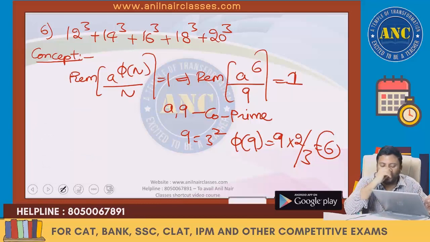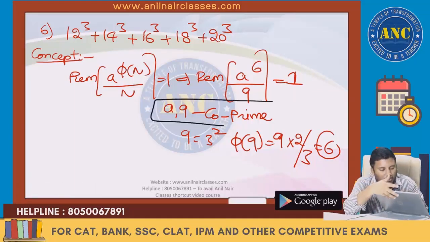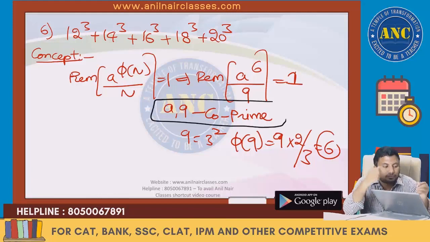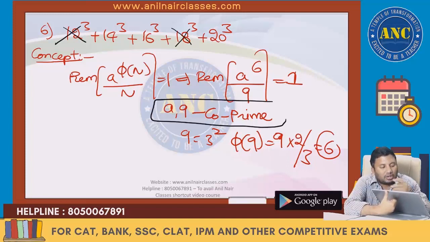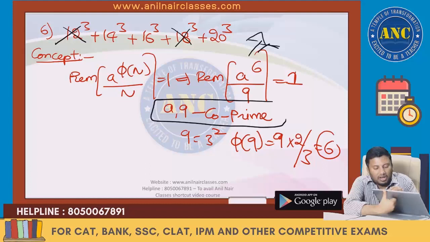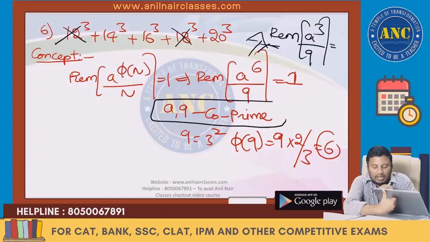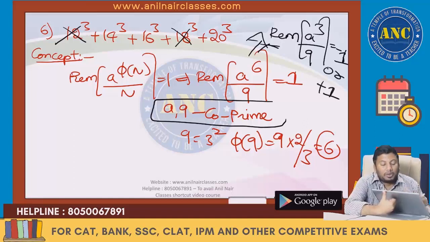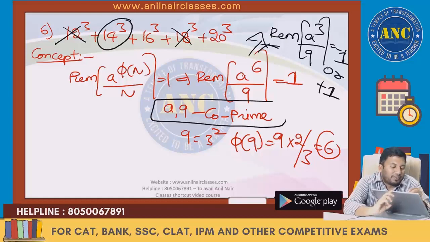A and n are co-prime. A and 9 are co-prime. By using this concept, 12 is not co-prime to 9, out. 18 is not co-prime to 9. 14 cube, already we discussed. Everything we discussed in the class, sir. A cube divided by 9, the remainder will be minus 1 in this case. Please check it out. Remainder plus 1 depending upon the numerical value. This also we did. 14 cube: 1 plus 4, 5. 5 cube is 125.